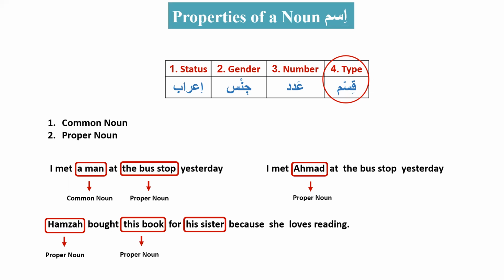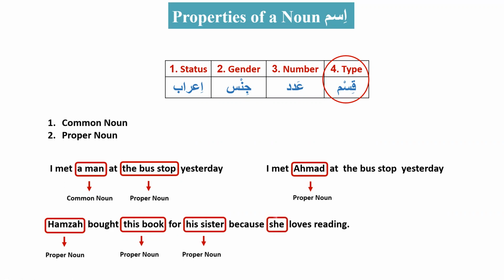Jafar, what do you think? "His sister" is a proper noun, because it's not any sister. It is a certain specific sister. It is Hamza's sister, right? Yes. So that is why it is a proper noun. You see, this is an attached pronoun, "his." In Arabic, we call it an attached pronoun. So this is also a proper noun.